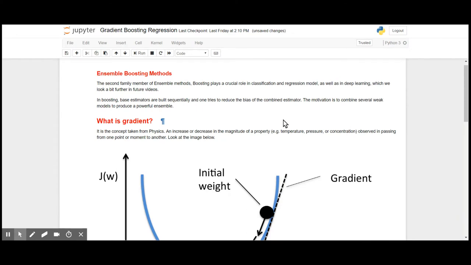In today's video, we are going to look into the second and simple method, that is boosting. Boosting plays a crucial role in classification, regression models, as well as in deep learning, which we will look at in future videos. In boosting, base estimators are built sequentially and one tries to reduce the bias of the combined estimator. The motivation is to combine several weak models to produce a powerful ensemble.